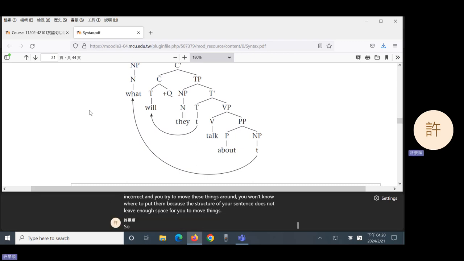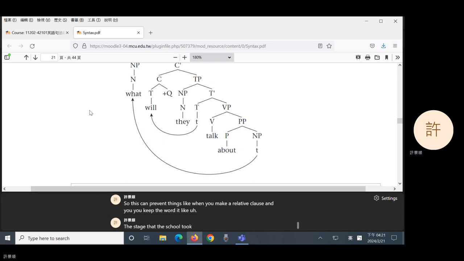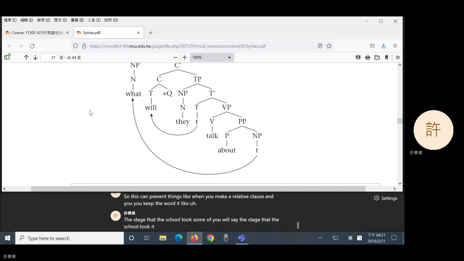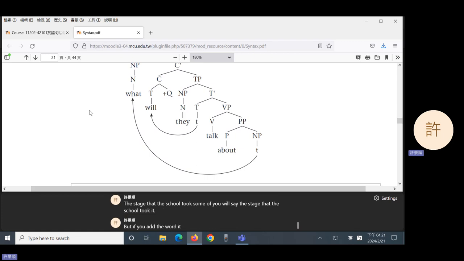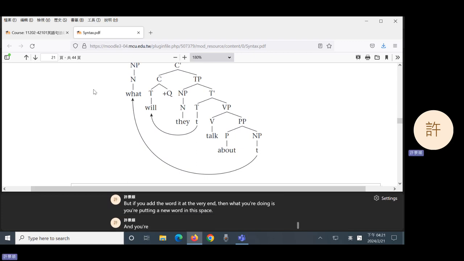So this can prevent things like when you make a relative clause and you keep the word it. Like, the stage that the school took. Some of you will say the stage that the school took it. But if you add the word it at the very end, then what you're doing is you're putting a new word in this space. And you're actually doubling the elements of these locations.